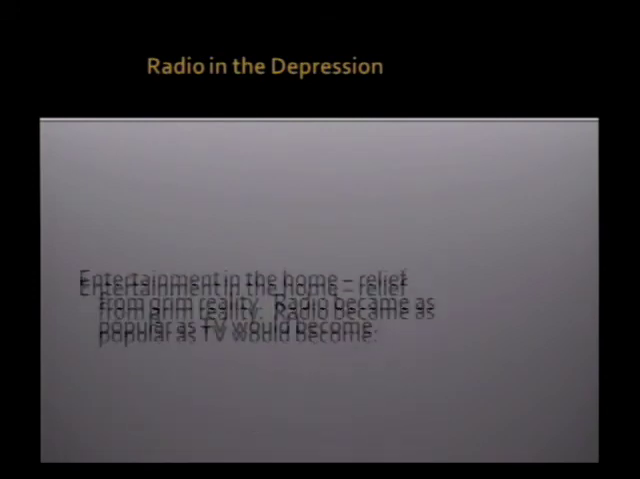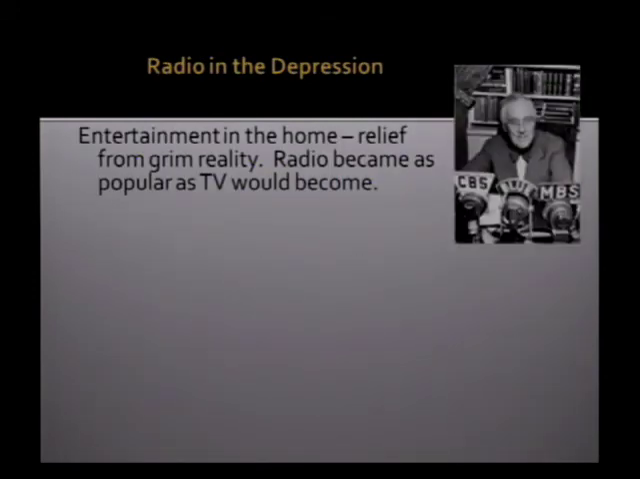And then lastly, we're going to just briefly touch on radio and the Depression. It was kind of a welcome distraction, of course, from what was a really dark time. Families would kind of gather around the radio set in the home, and again, it was kind of a welcome distraction from the grim reality of what the Depression was.